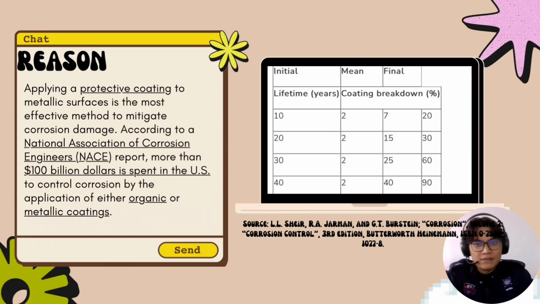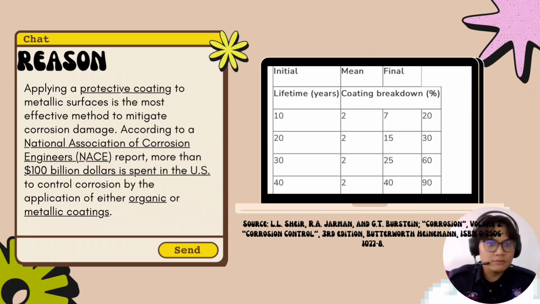So, applying a protective coating to metallic surface is the most effective method to mitigate corrosion damage. According to a National Association of Corrosion Engineers, NACE report, more than $100 billion is spent in the US to control corrosion by the application of either organic or metallic coatings.